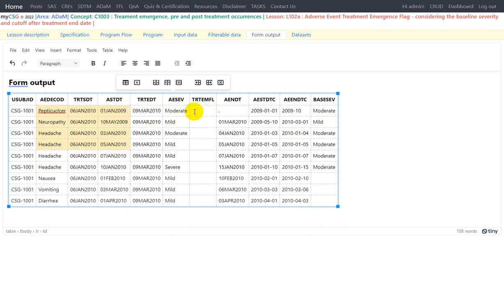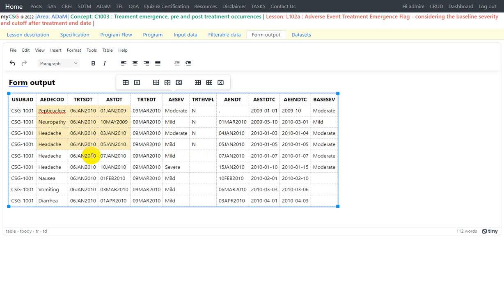So, peptic ulcer: this happened prior to treatment start, so this can directly be classified as treatment emergent equal to no. Then 10th May 2009 for neuropathy, when compared to the treatment start date of 6th Jan 2010, this is also not treatment emergent because this is clearly happening before the treatment start. And then there is this headache on 3rd Jan when compared to the treatment start date, so this is also not treatment emergent. And then on 5th Jan also there was a headache when compared to 6th Jan's treatment start, so this will also become TRT EMFL equal to N.